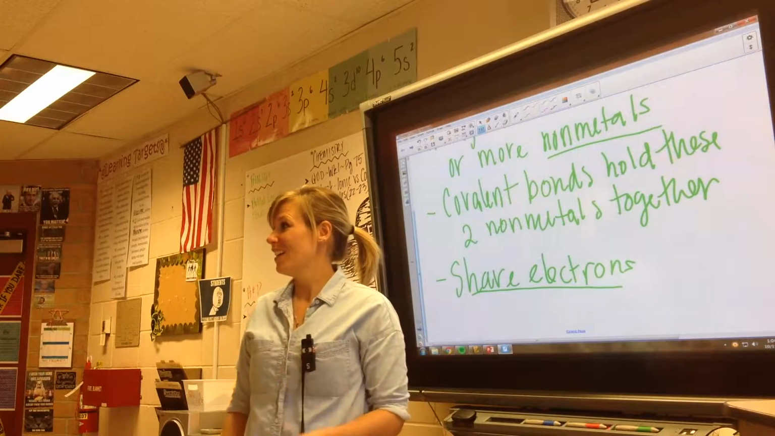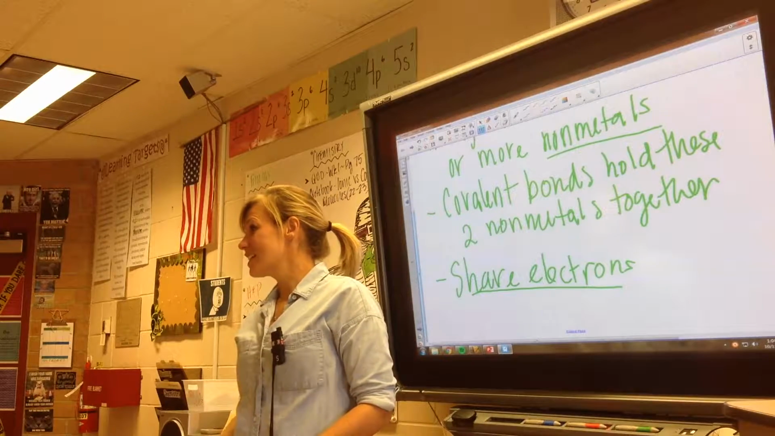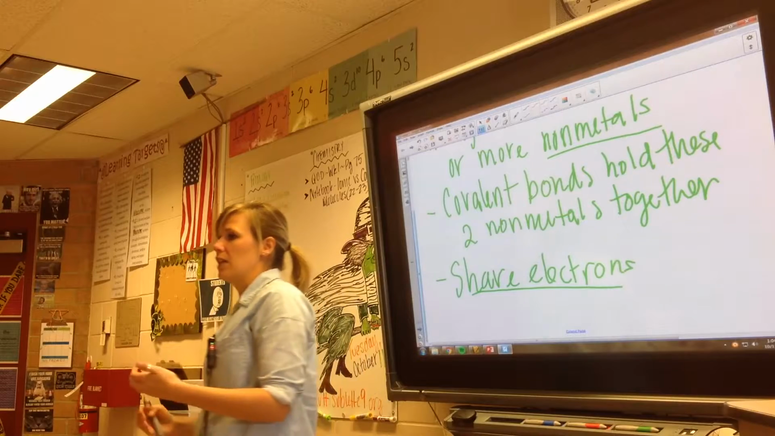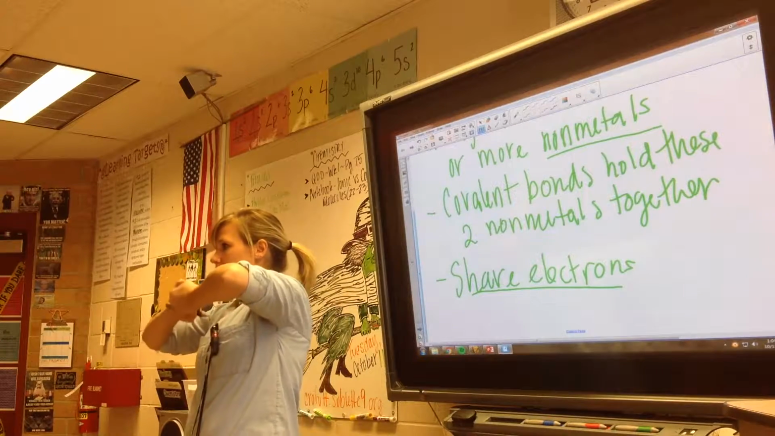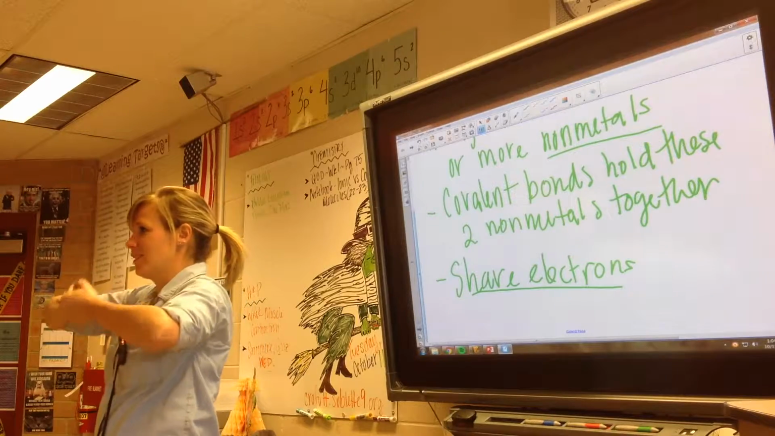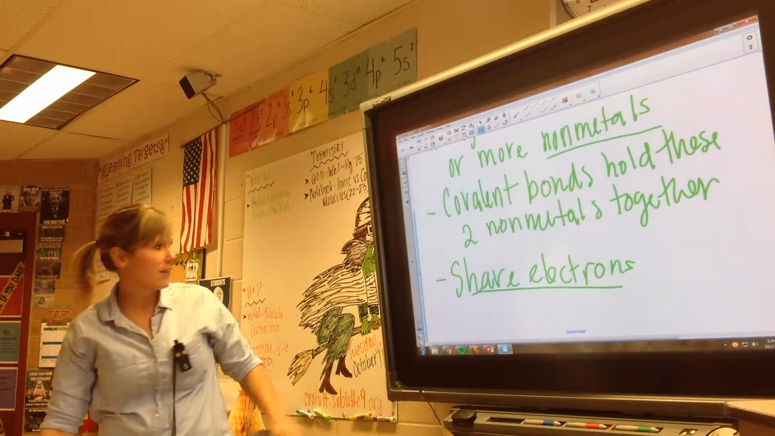Okay? It's like a little happy family. So you can kind of think of it as they hold hands. So it's a really strong bond because they're holding hands. They're sharing the love. They're sharing their electrons. Okay?